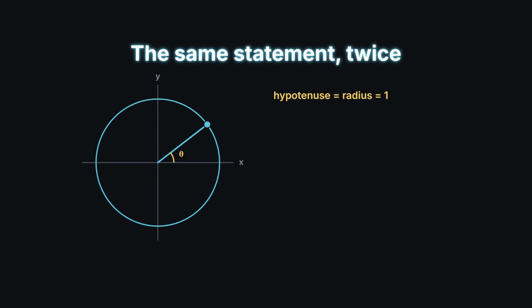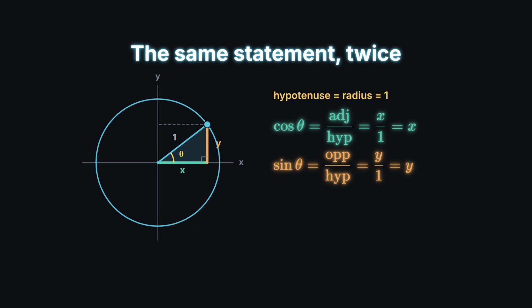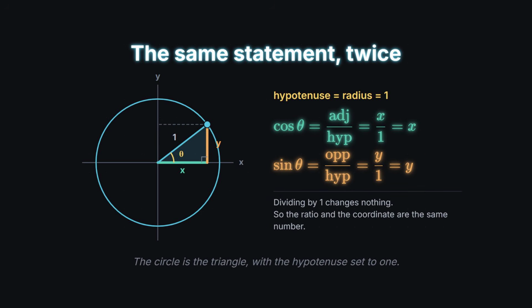If you learn the triangle version, this looks like a replacement. It is not. It is the same statement. Drop a vertical line from the point down to the x-axis. That makes a right triangle. Its hypotenuse is the radius, which is 1. Its horizontal side is the x-coordinate. Its vertical side is the y-coordinate. Now run the old rule on it. Cosine is adjacent over hypotenuse, which is x over 1, which is x. Sine is opposite over hypotenuse, which is y over 1, which is y. Same answer. The circle is the triangle, with a hypotenuse set to 1.